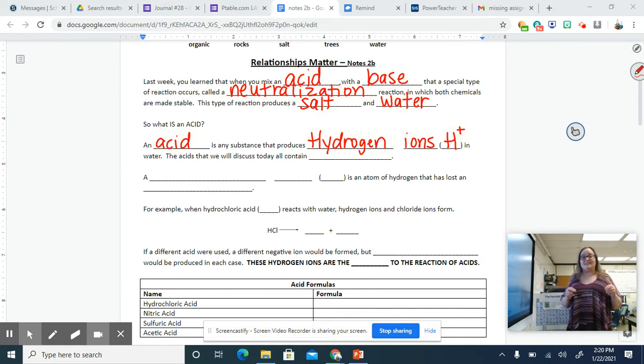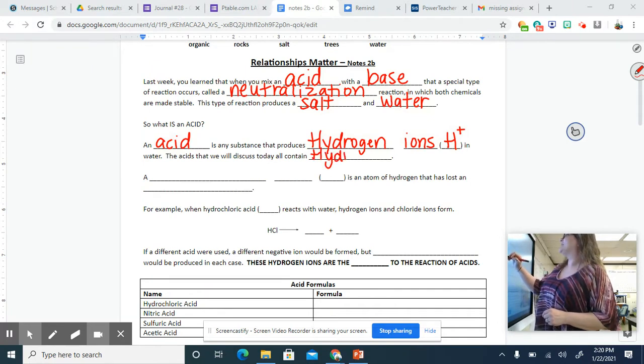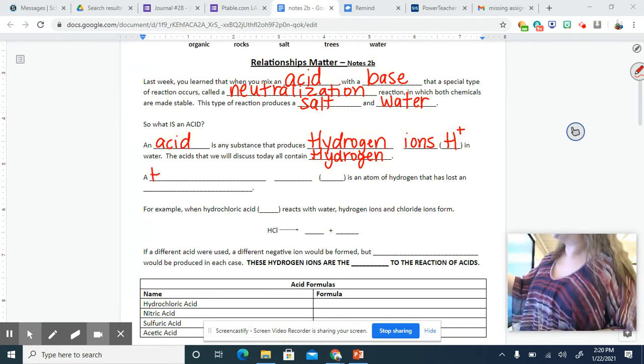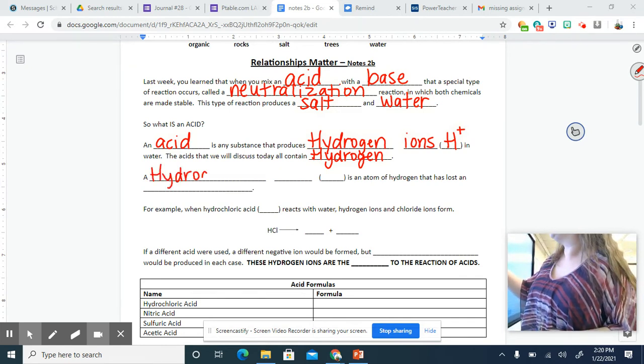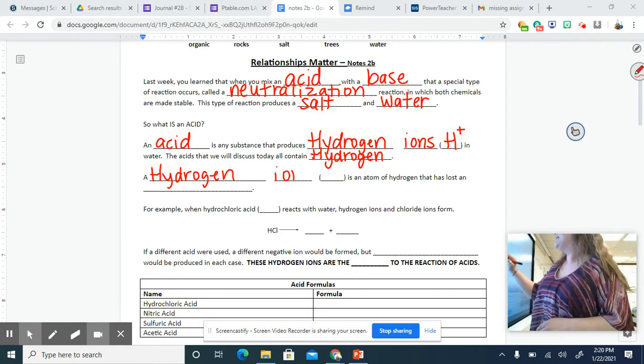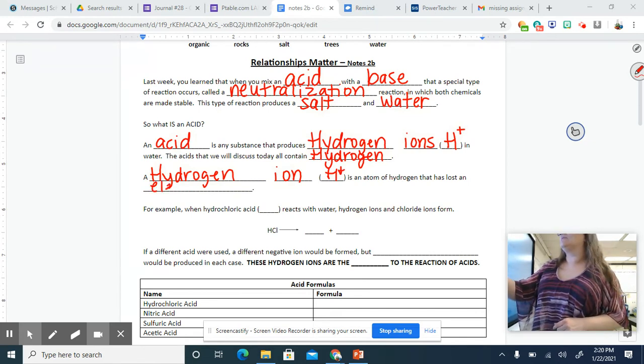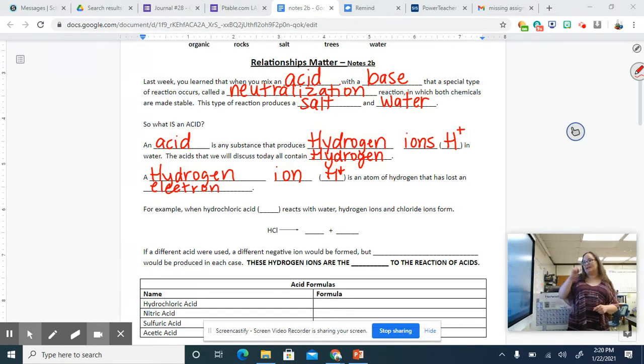All of the acids that you're going to possibly think of, when you dissolve them in water, they create hydrogen ions. So all of the acids that we are going to talk about today contain hydrogen. And what is a hydrogen ion? Well, let's write out that definition. A hydrogen ion, and how do we write that? H+ is an atom of hydrogen that has lost an electron. So it has no electron, or the one little electron that it had is gone.